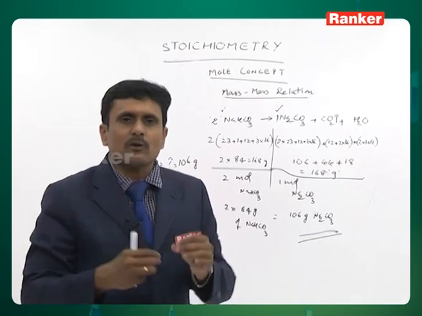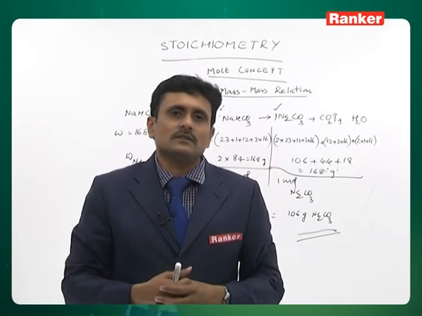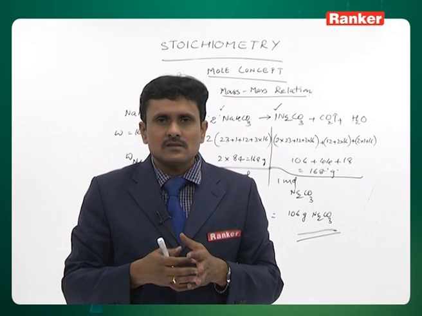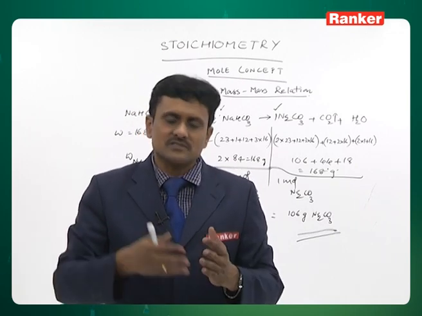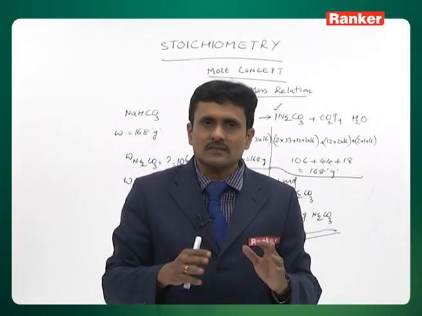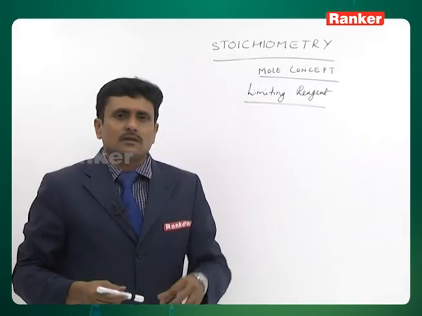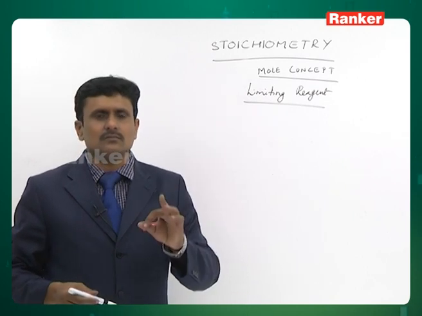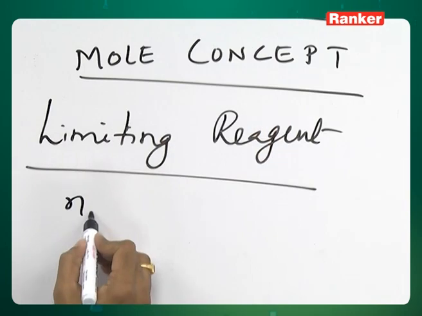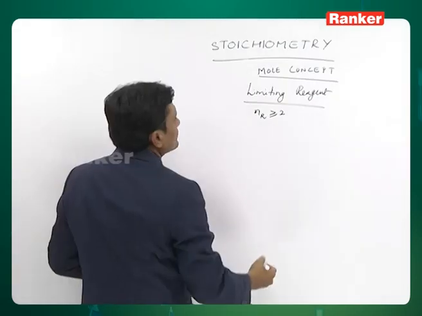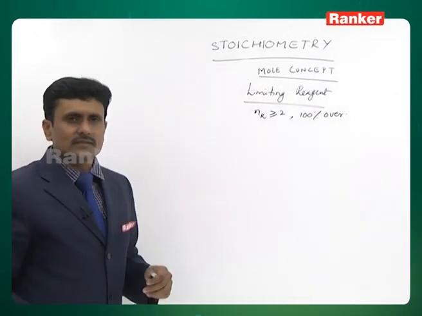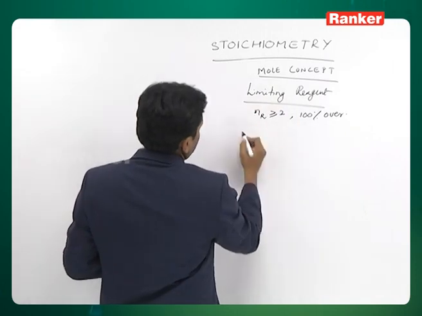Now my dear friends, here the big doubt arises if a reaction goes to completion and more than one reactant is involved. Which reactant will be completely consumed? Which reactant is going to give you the complete amount of the product? Which is going to be sacrificed during the reaction? This is something that we will study in the name of limiting reagent. When the chemical reaction has more than one reactant and goes to completion, so the number of reactants is greater than or equal to 2, and the reaction is presumed to be 100% over, then this concept is valid.